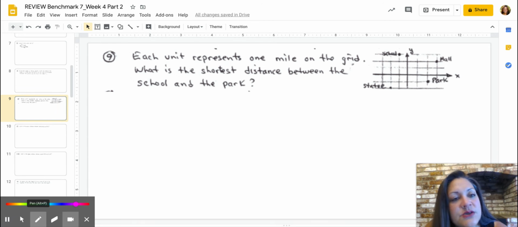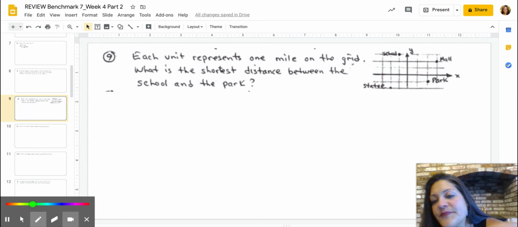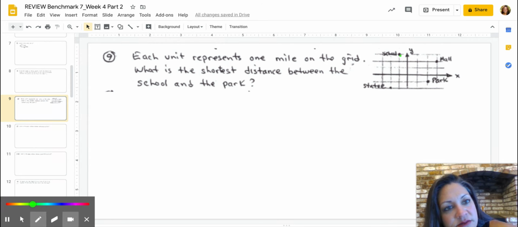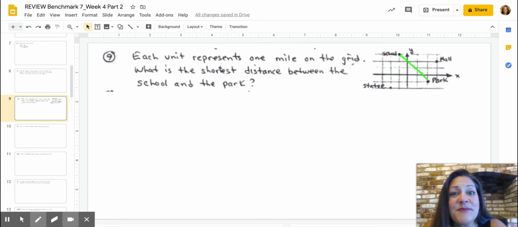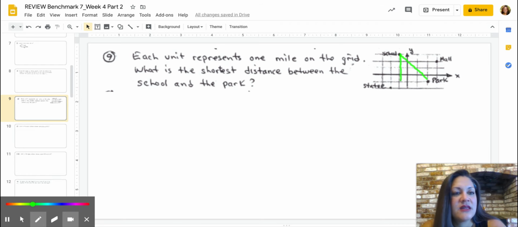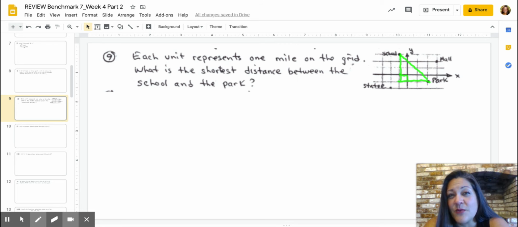And of course, the quickest way to do that is right here, take the hypotenuse. So what we're going to do is the statue and the mall, we're not going to worry about. We're going to draw a line straight down from school and straight over from the park. And where these two lines intersect makes a right angle, and that's how we know we can use Pythagorean's theorem. So here is A, here is B, and here is C.